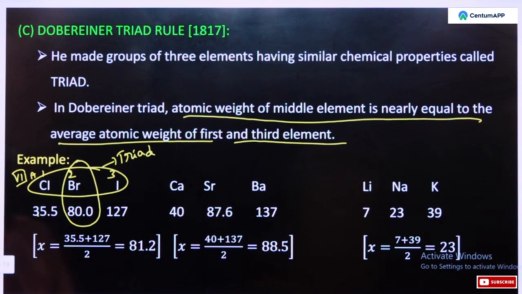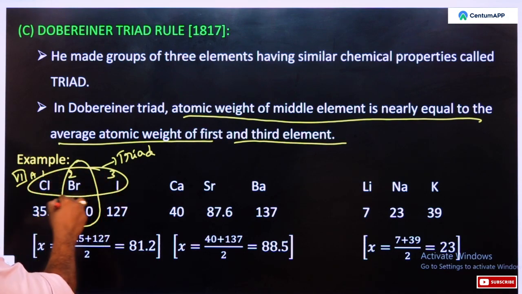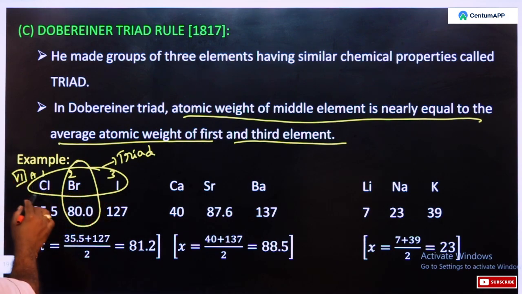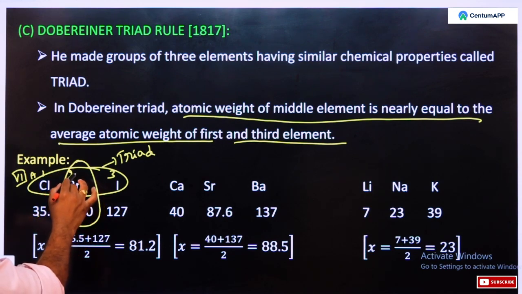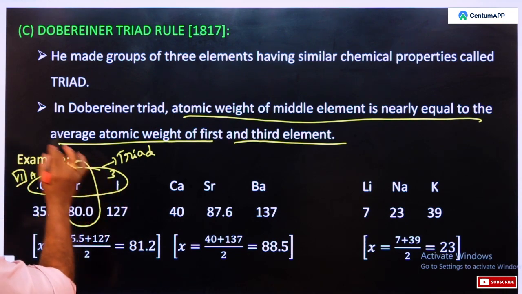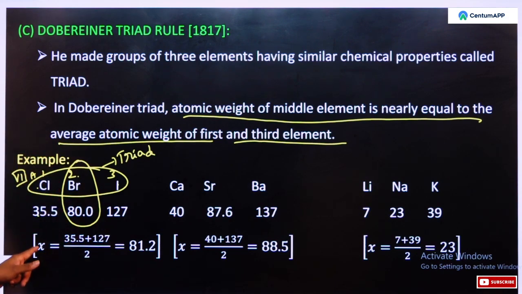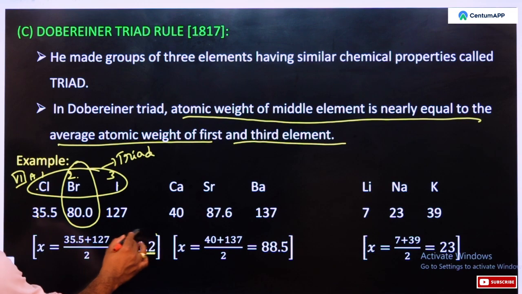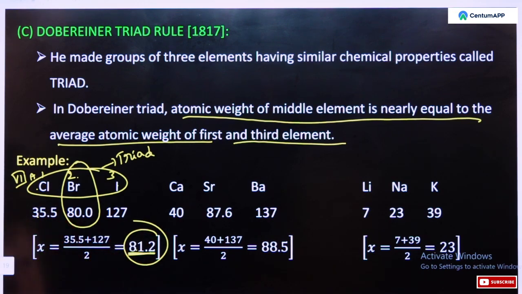That is the Dobereiner triad: a group of three elements having similar chemical properties is called a triad. According to Dobereiner's triad, the atomic weight of the second element is nearly equal to the average of the first and third element. For example, chlorine is 35.5, the third element is 127, and (35.5 + 127)/2 is 81.2. That is a near value for the second element's atomic weight.